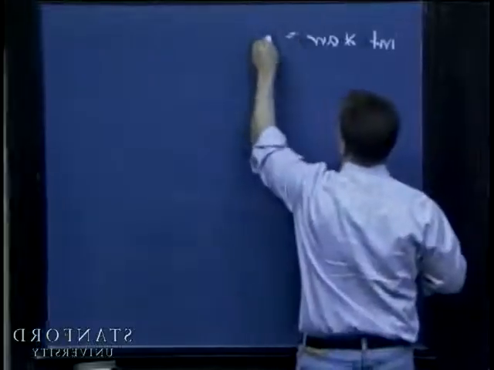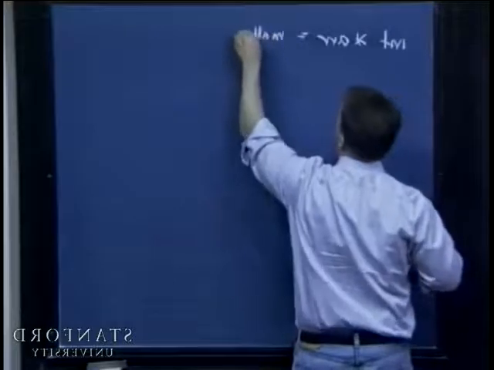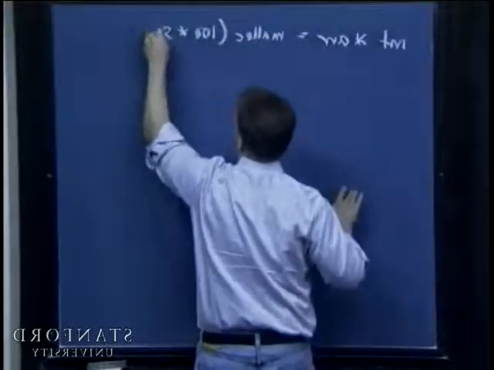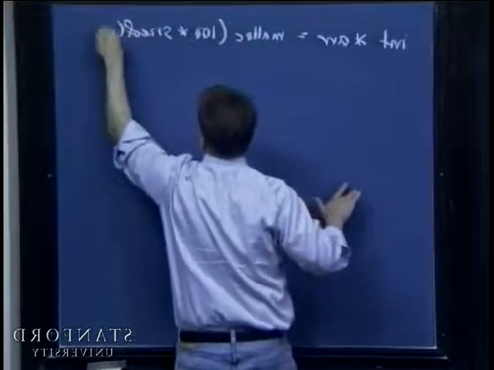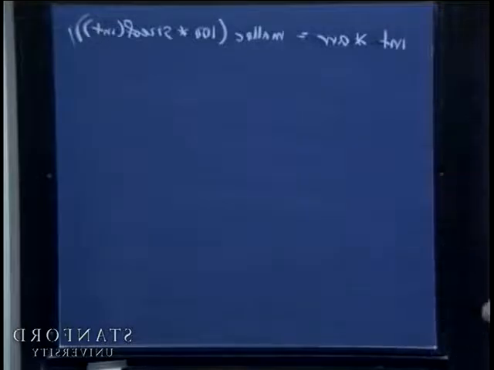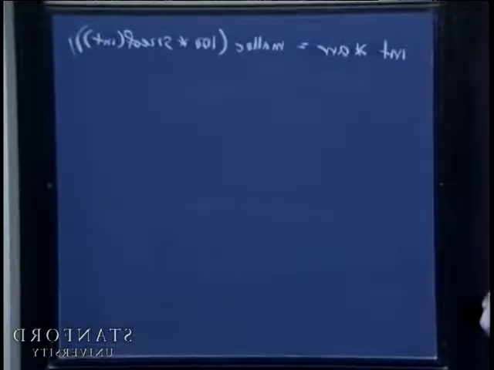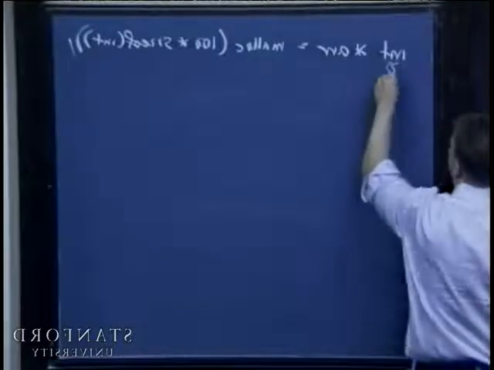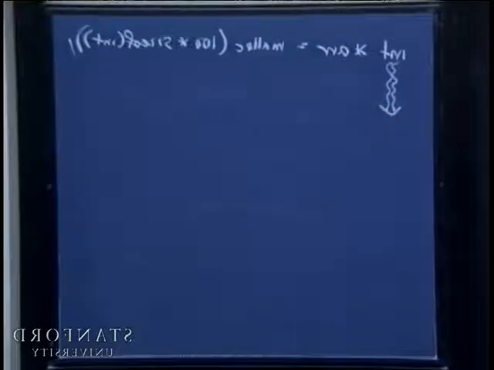Array is equal to malloc of 100 times size of int. So this is a legitimately allocated block of 100 integers. You know that you're going to get either 404 or 408 bytes, just a little bit more. And then you go ahead and populate the array, and you realize that you don't need all the space. Maybe you only need to use 60 of the integers, and you've recorded that in some other variable.